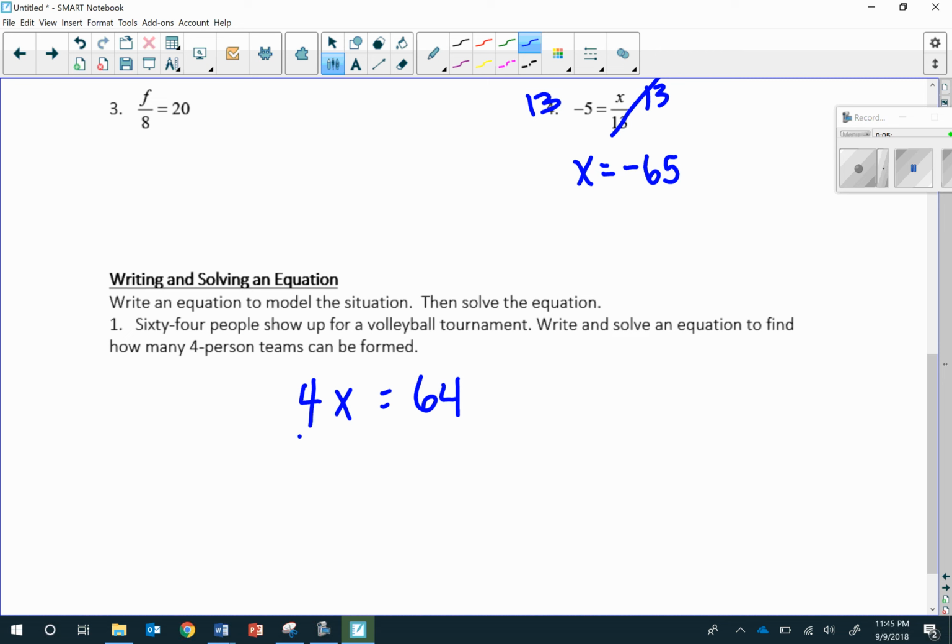Because we're multiplying 4 times x, we're going to do the inverse operation and divide both sides by 4. X does in fact equal 16. So we could have 16 4-person teams at this volleyball tournament.